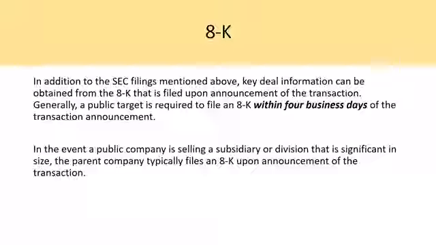Okay. There's the 8-K. In addition to the SEC filings mentioned above, key deal information can be obtained from the 8-K that is filed upon announcement of the transaction. Generally, a public target is required to file an 8-K within 4 business days of the transaction announcement. In the event a public company is selling a subsidiary or division that is significant in size, the parent company typically files an 8-K upon announcement of the transaction.